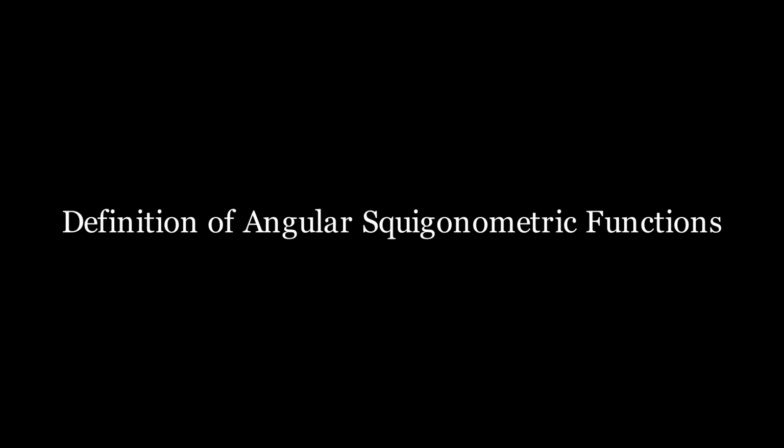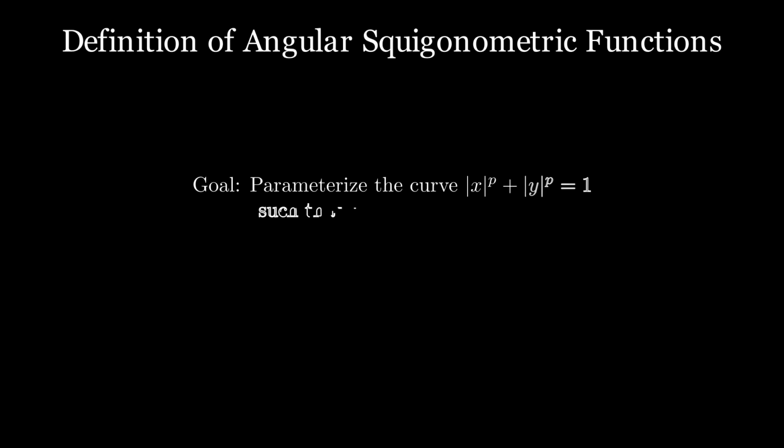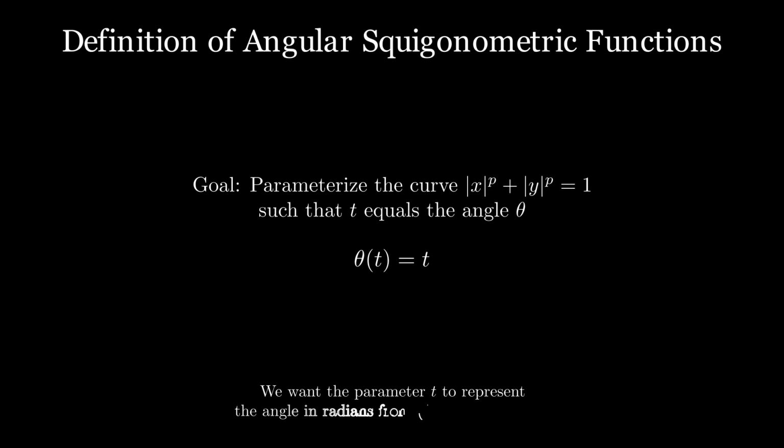Okay, that makes sense. But I think that's enough about the areal parametrization. Let's go ahead and parameterize the squircle by its angle. To define angular squigonometric functions, our goal is to parametrize the curve of the p-circles such that the parameter t corresponds to the angle theta. The parameter t should represent the angle from the initial point 1, 0 to any point on the curve.